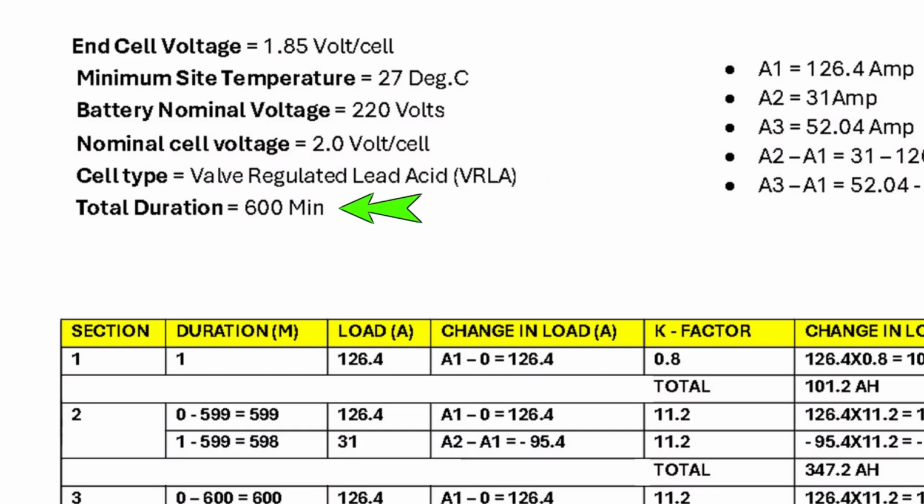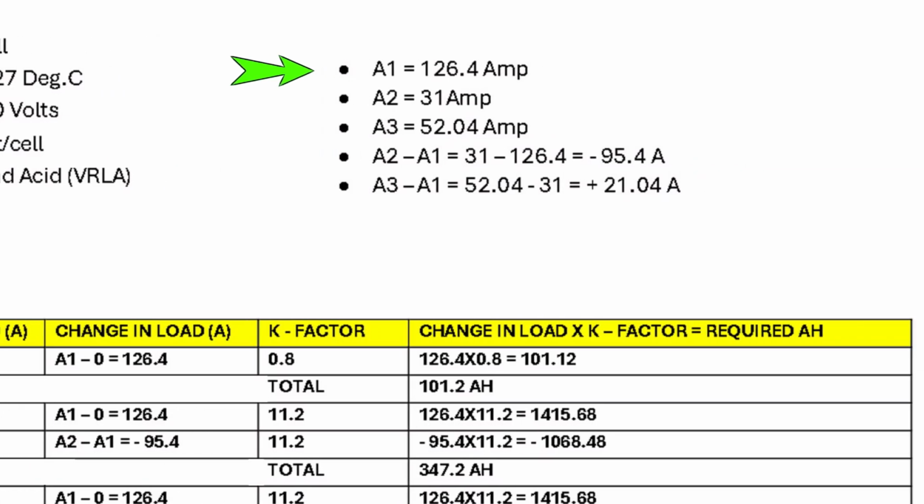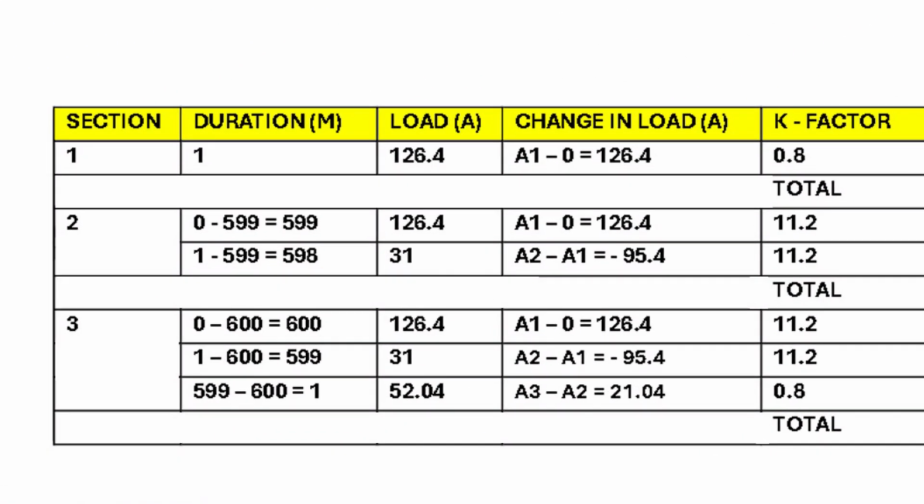That means it will continuously deliver its rated current within the minimum limited voltage for 10 hours. As we have already discussed, A1 is this, A2 is this, A3 is this, and the change of ampere loading from one section to another section is this and that. Now, for the first section, the ampere load is this, the change in load is this, A1 minus 0, because 0 is the loading of the battery before the discharging cycle started.